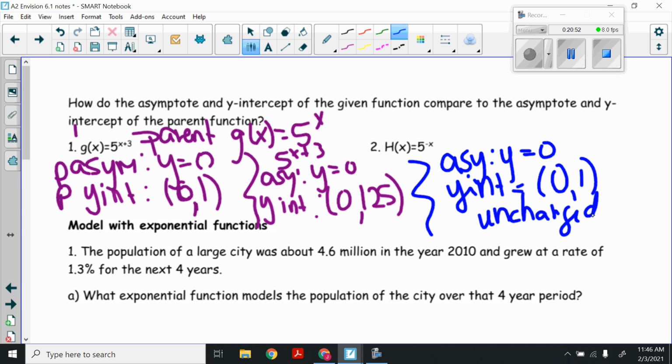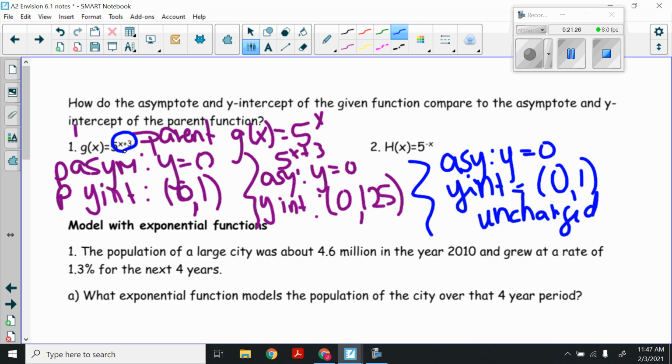Okay? So my asymptote, remember, is affected by the k value. My y-intercept is affected by an a value, as well as a k value. I did not have that on either one of them, so I didn't have to worry about that. However, my y-intercept can also be affected by that h value right there. So if I plugged in 0, I ended up with 5 cubed. So we just have to watch out for what's happening to my asymptotes, my y-intercepts, things like that.